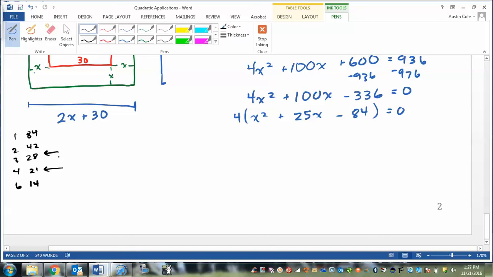Let's take a look at our signs here, because I know it needs to be negative. Multiply to get a negative. That means one has to be positive and one has to be negative. This number is positive, so it has to be those. So I don't need to do all this extra work. I'm going to split it up right now. I'm going to have a 4 out there. I'm going to get x plus 28 and x minus 3. So set each of these equal to 0. I'm going to get x equals negative 28 and x equals positive 3.